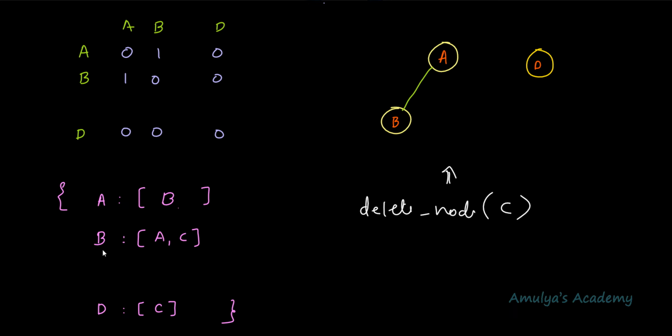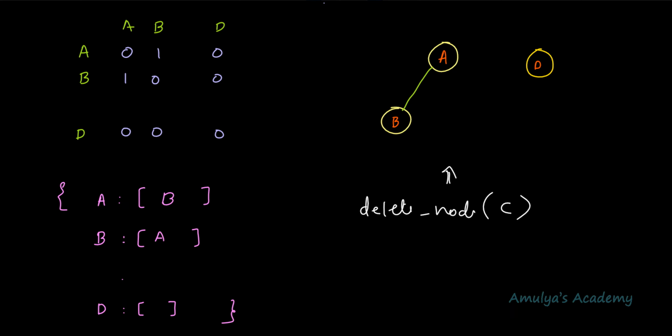And next I need to check B, and here C is present. I need to delete that. I need to remove that from the list because here we can see C and edge connected to that is removed. So you need to remove this from here, and you need to check D, and here you need to remove C. Okay, so dictionary will look like this after deleting node C.